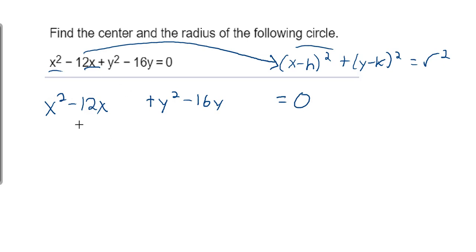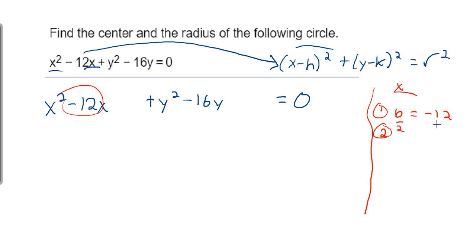To complete the square, to make it look like this, we will take b, which for x is negative 12. So let me maybe do this over here. So this is for the x variable. Step 1, b is equal to negative 12. Step 2 is you'll divide both of those by 2. So b divided by 2 gives you negative 6. Step 3 is to square that. So I'm going to take negative 6 squared, which is going to be 36.